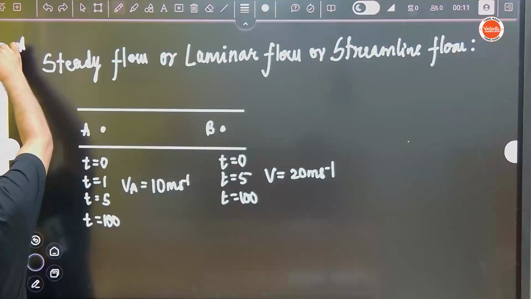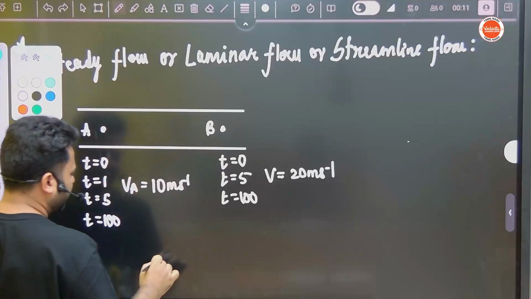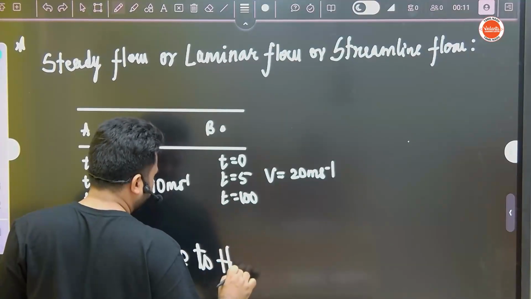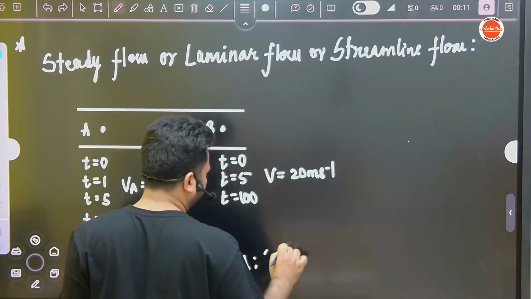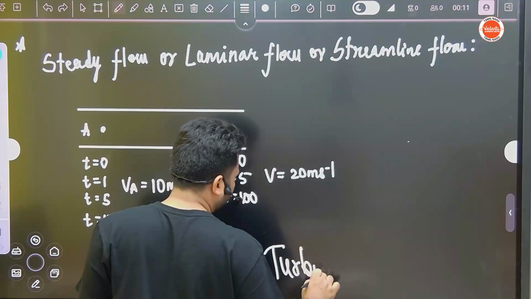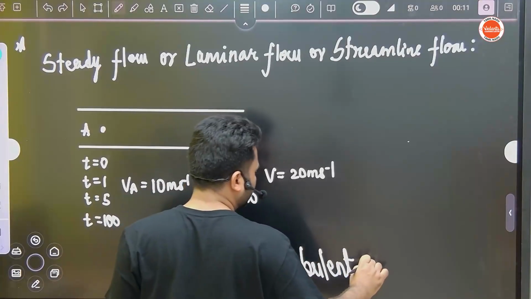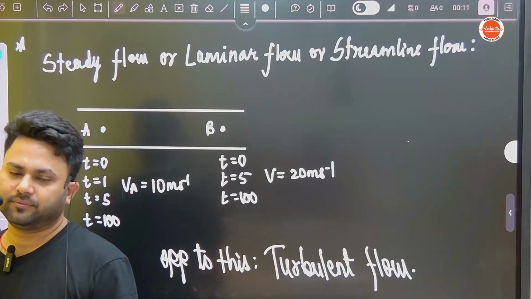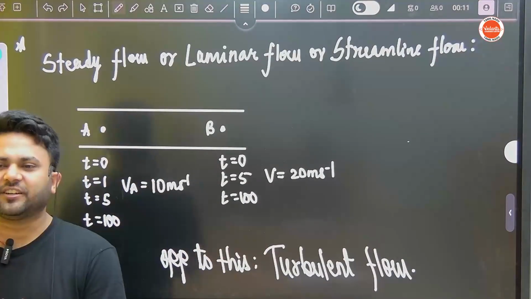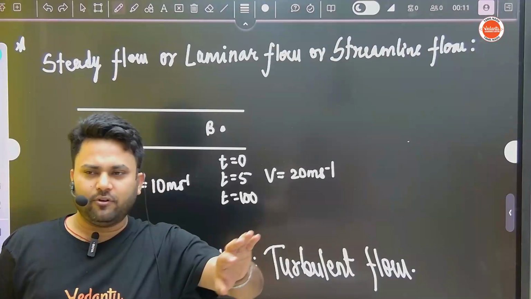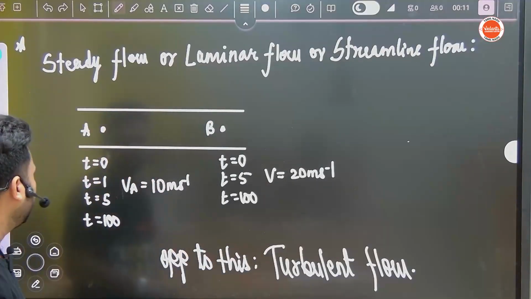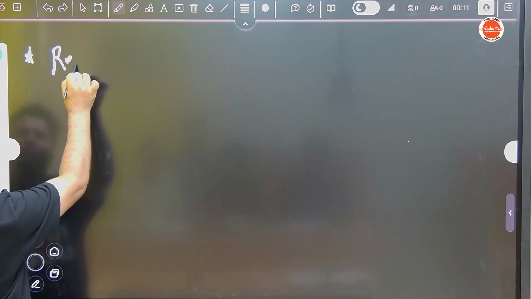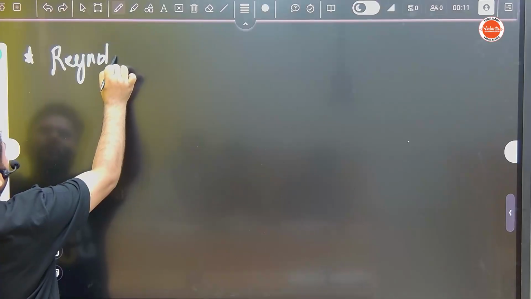Opposite to this, which does not follow all these, there is a type of flow called turbulent flow. Now there is a factor which differentiates laminar flow and turbulent flow. That factor is called the Reynolds number.